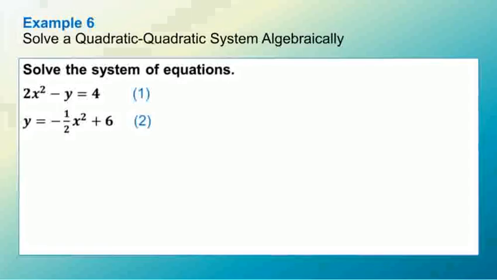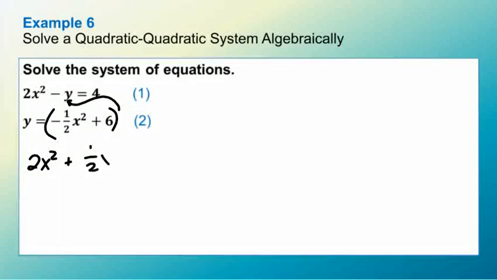Next, solve this system of equations algebraically. We can solve this by substitution. I'm going to substitute that in for y. So that gives me 2x squared plus a positive 1/2 x squared minus 6 equals 4. So 2x squared plus 1/2 x squared is 2.5 x squared.